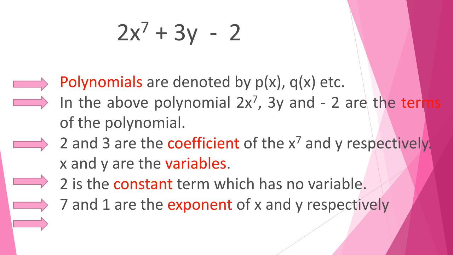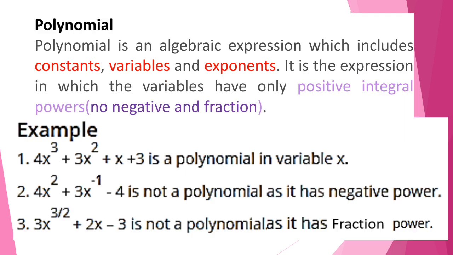These polynomials can be denoted by p of x or q of x. In the above polynomial, 2x power 7, 3y and minus 2 are the terms of the polynomial. 2 and 3 are the coefficients of x power 7 and y respectively. x and y are the variables. 2 is the constant term which has no variable. 7 and 1 are the exponents of x and y respectively.